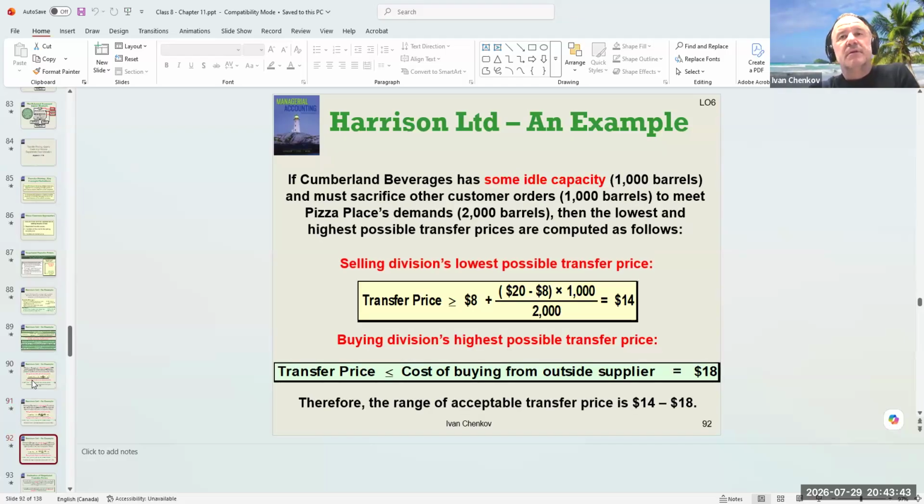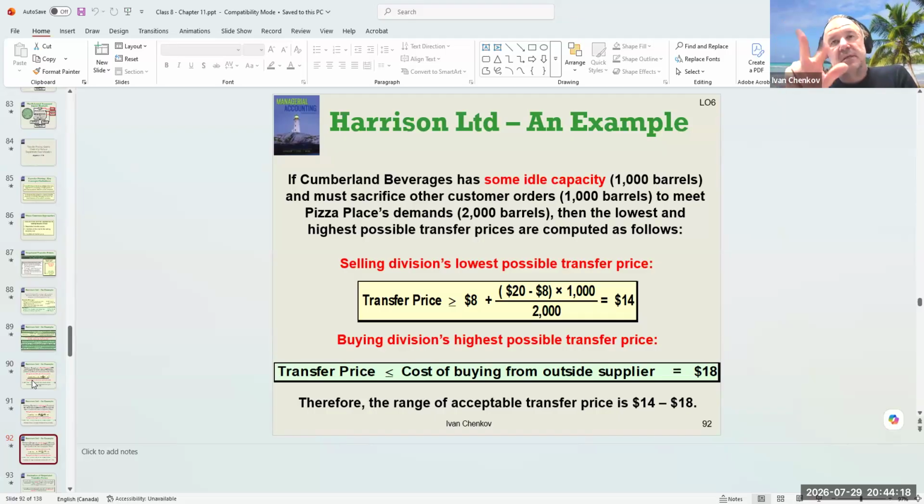And the third scenario is when the ginger beer department has partial capacity. Means they can produce 1,000 within the capacity, and for the next 1,000, they have to stop the regular sales. So the first 1,000, okay, I can transfer it at the minimum price, which will be $8. Now for the second 1,000, you have to pay me the variable cost plus the contribution margin that I'm losing since I'm stopping my regular sales.